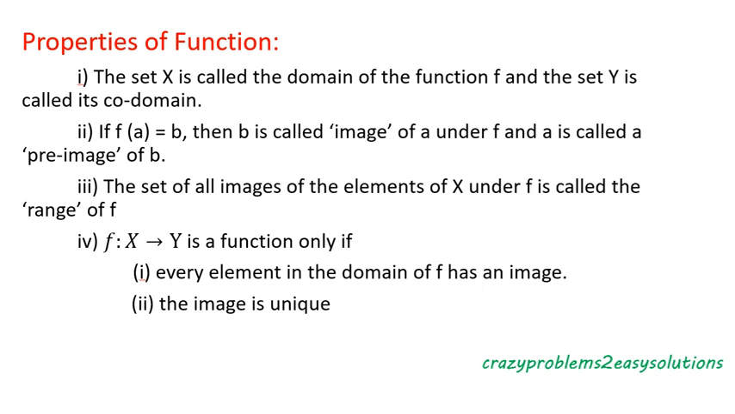Then f: X → Y is a function if and only if every element in the domain of f has an image. So if every element of the domain has an image, then the image is unique. So the image of a function is unique.